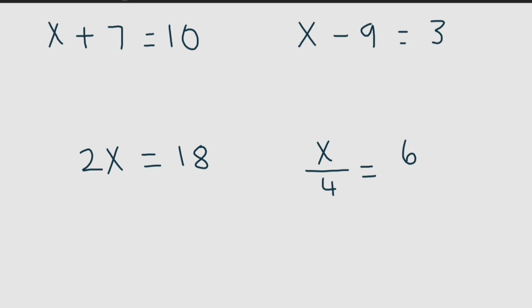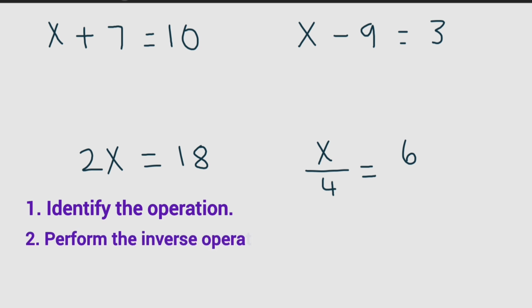The first step is to identify the operation. The second step is to perform the inverse operation. And the third step is to simplify. Now this may not make any sense at first, but once we go through the problem, you will understand what I mean by that. Let's jump to problem number 1.